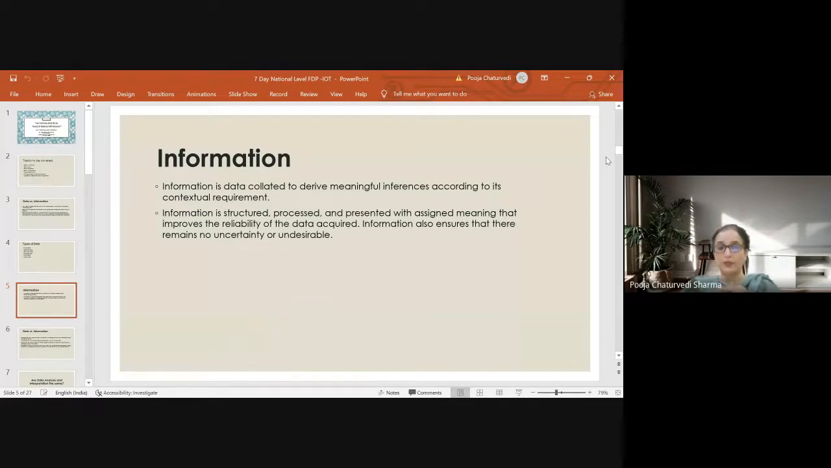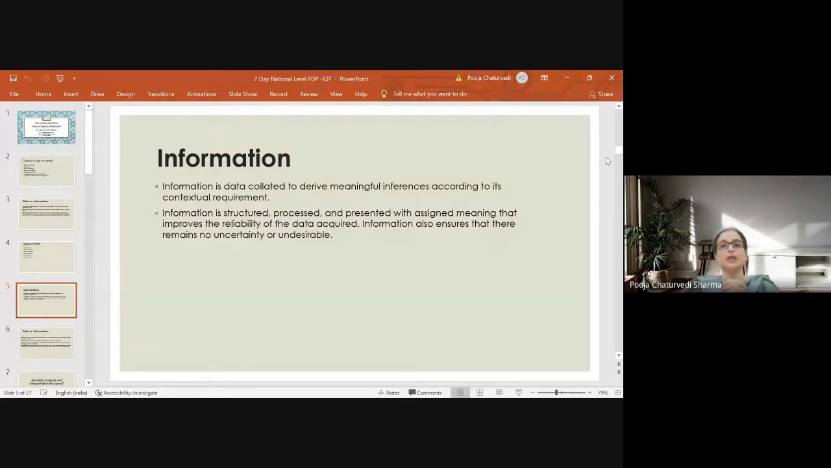Next is information. We've talked about data. Data is something which has no relevance in itself unless it is linked to something, taken into some consideration, into some context, and information is generated out of it. So information is data collated to derive meaningful inferences according to its contextual requirements. Information is structured, processed, and presented with assigned meaning that improves the reliability of data acquired. Information also ensures that there remains no uncertainty or undesirability.